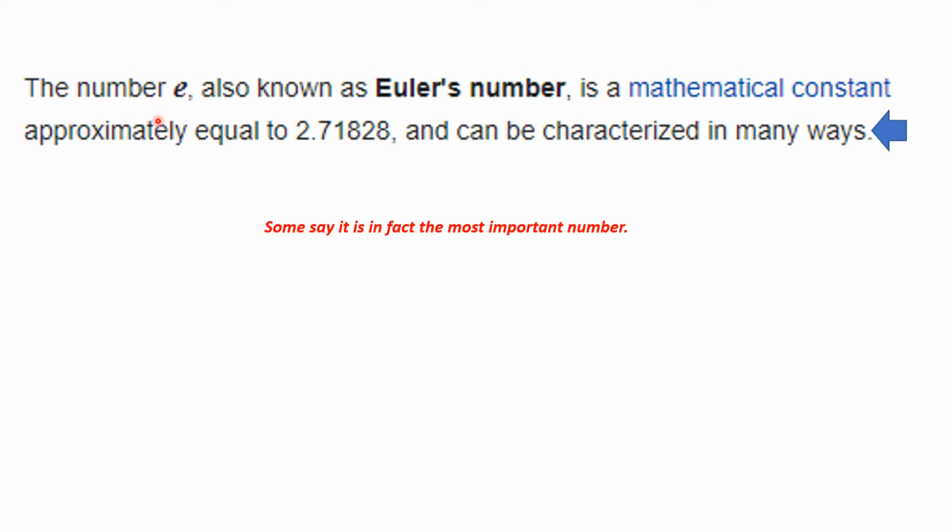We're also going to be talking about the number e, which is also known as Euler's number. This is a mathematical constant like pi. And like pi, it never terminates and never repeats, but it's approximately equal to 2.71828. There is a button on your calculator that has this. This can be characterized in many ways. It's a very important number. In fact, some people say it's the most important number, and I can't take issue with that.